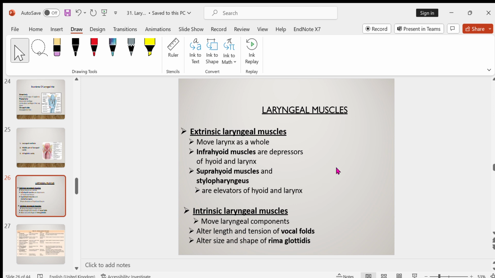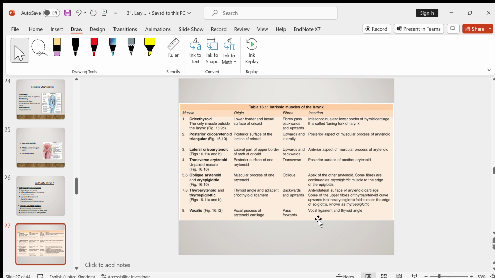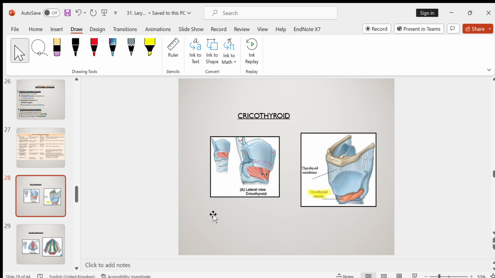Laryngeal muscles are very important. We have extrinsic laryngeal muscles and intrinsic laryngeal muscles. The extrinsic laryngeal muscles are the infrahyoid muscles below the hyoid bone and they depress the hyoid and the larynx. And the suprahyoid muscles are above the hyoid bone and they elevate the hyoid as well as the larynx. Here we'll only discuss the intrinsic laryngeal muscles and they have very great significance. These are the intrinsic muscles of the larynx: cricothyroid, posterior cricoarytenoid, lateral cricoarytenoid, transverse arytenoid, oblique arytenoid, thyroarytenoid, and vocalis. Now we'll discuss these one by one.